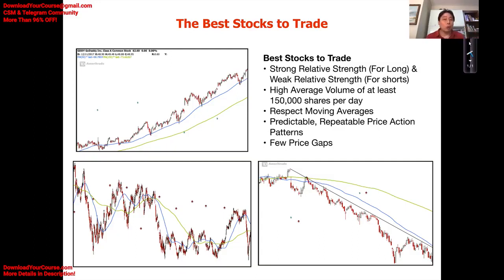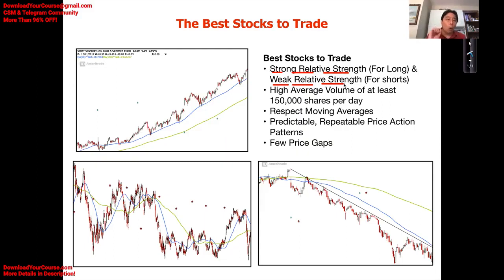So what are the best stocks to trade? Well, as I mentioned before, we want to trade stocks going long only when they've got strong relative strength. And I showed you earlier the relative strength indicator should be rising above the baseline. At the same time, we're going to be learning about shorting as well, selling. You're going to go short with weak relative strength, when the relative strength is below the baseline and falling. That's the first thing to understand.